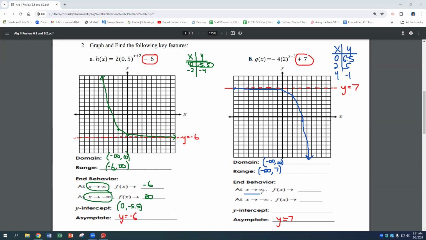End behavior: as x goes to the right, this graph is going down towards negative infinity. As x goes to the left, our graph is approaching 7. Again, not quite reaching it, but approaching it. And then our y-intercept was (0, 6.5). Right, and there's your two graphs.